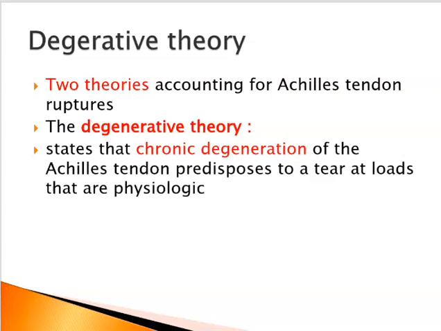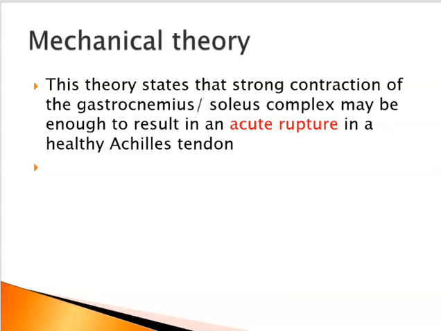There are two theories. One is degenerative theory. The degenerative theory states that chronic degeneration of the Achilles tendon predisposes to a tear at loads that are physiological. Another theory is mechanical theory. This theory states that strong contraction of gastrocnemius soleus complex may be enough to result in an acute rupture even in healthy Achilles tendon.